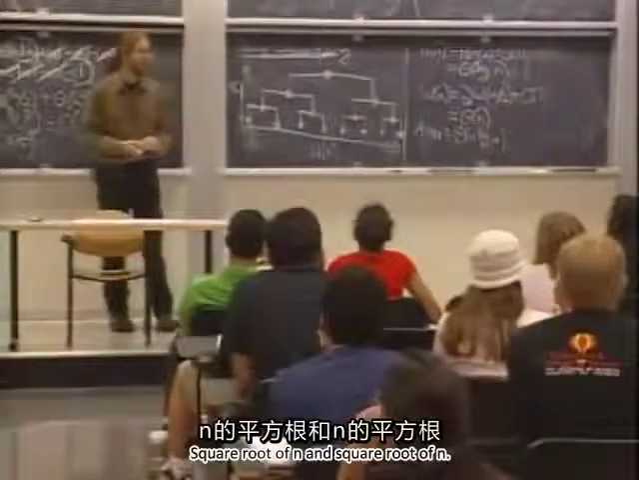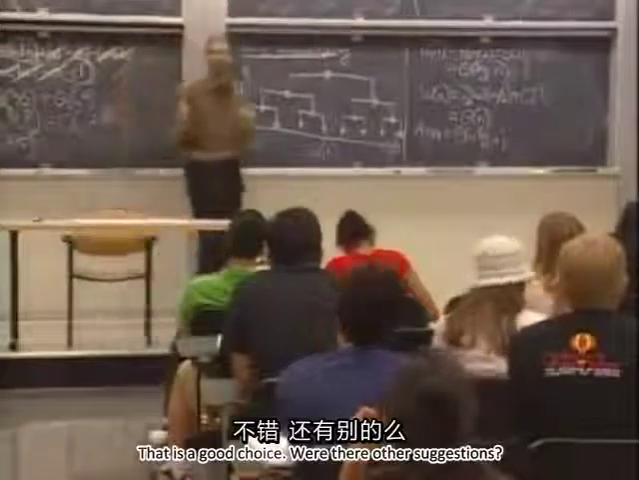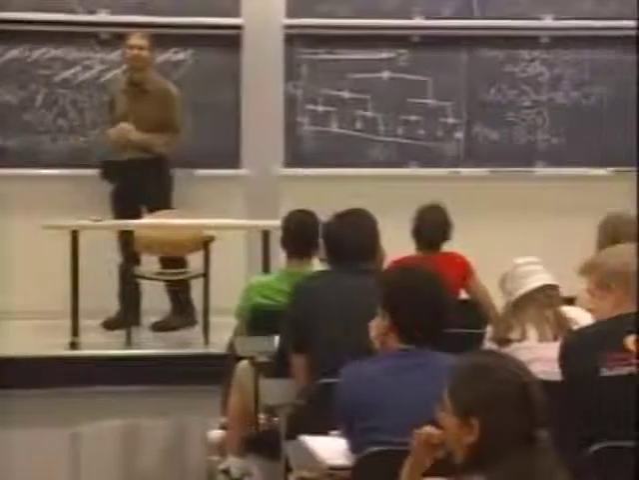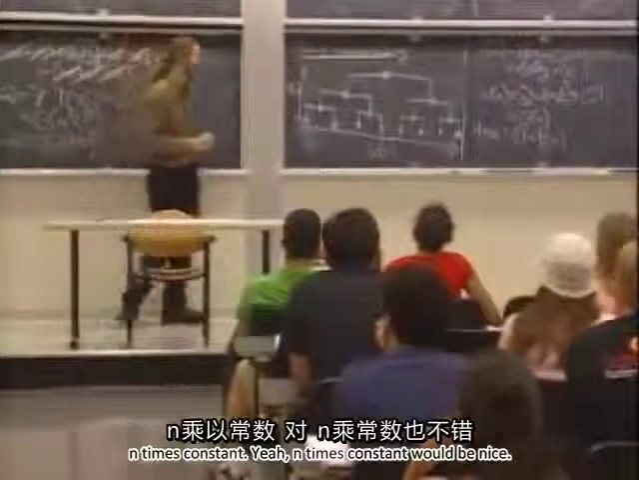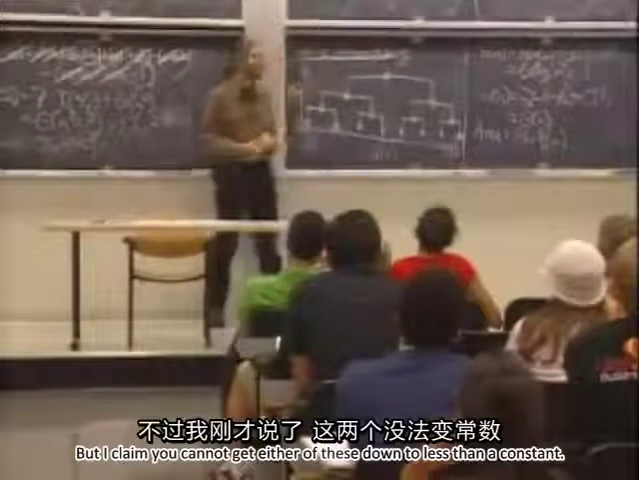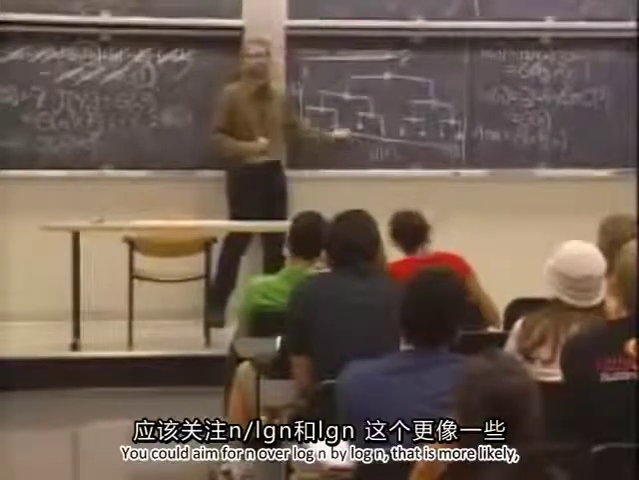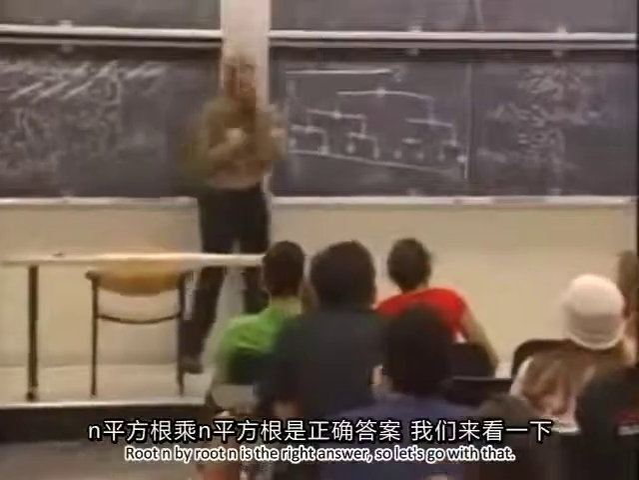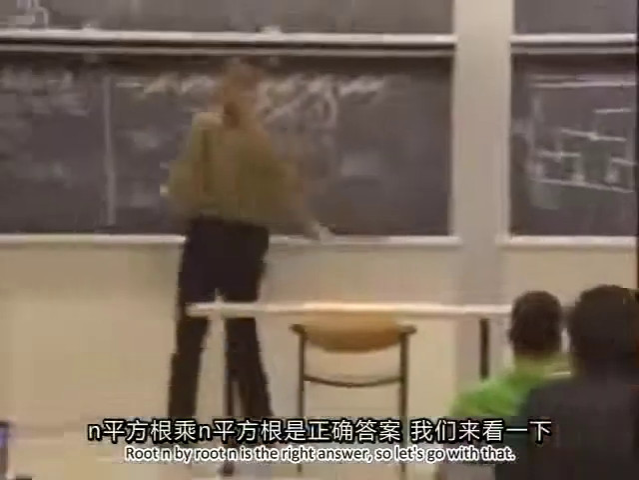Square root of n and square root of n. That's a good choice. Were there other suggestions? N times constant. Yeah, n times constant would be nice, but I claim you can't get either of these down to less than the constant. You could aim for n over log n by log n. That's more likely, but I think that's also impossible. Okay, but root n by root n is the right answer, so let's go with that.